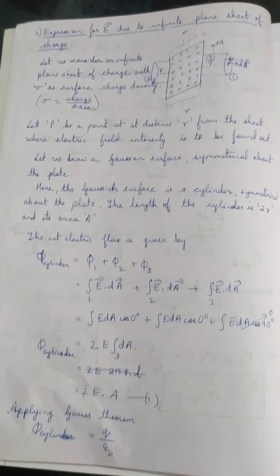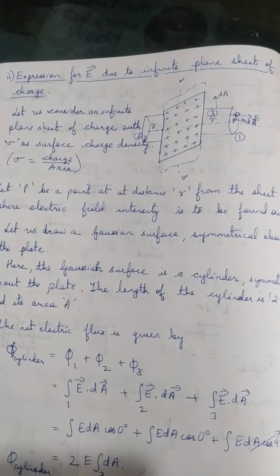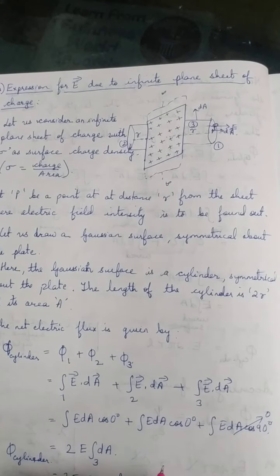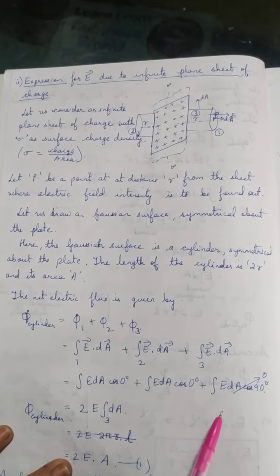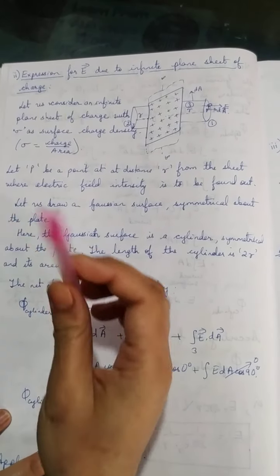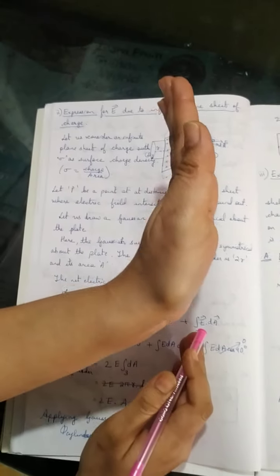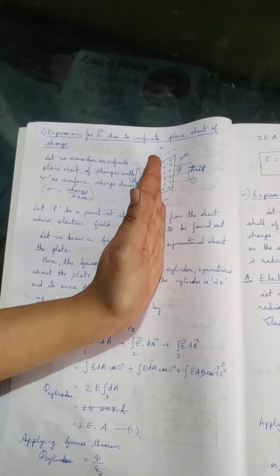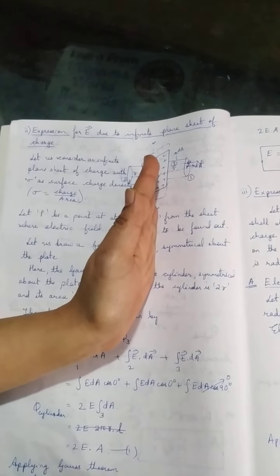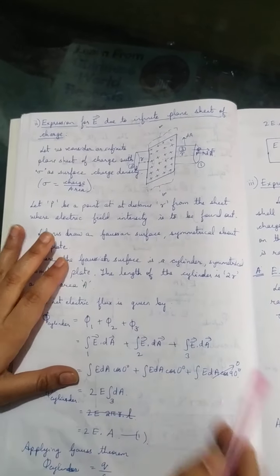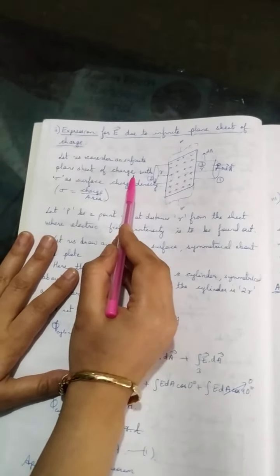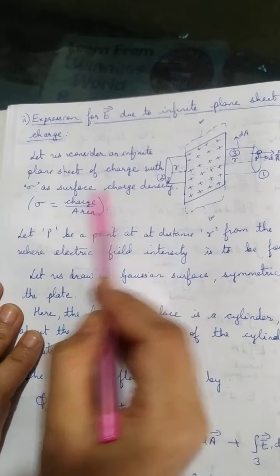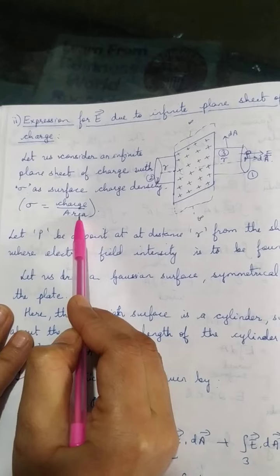Let's proceed with the second application of Gauss theorem, that is to find the expression for electric field intensity due to an infinite plane sheet of charge. Suppose you have a plane sheet of charge oriented like this, the ends of which are not known to us, that is why we considered it as an infinite plane sheet of charge. Now it has sigma as surface charge density, where sigma will be equal to charge per area.